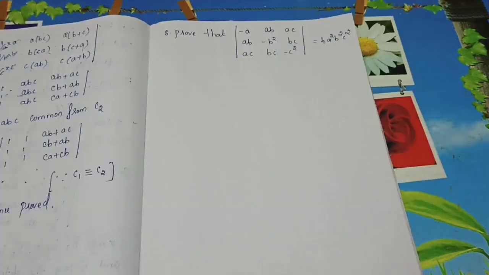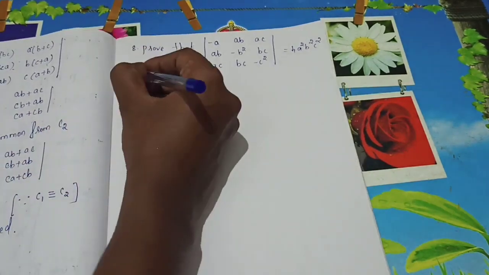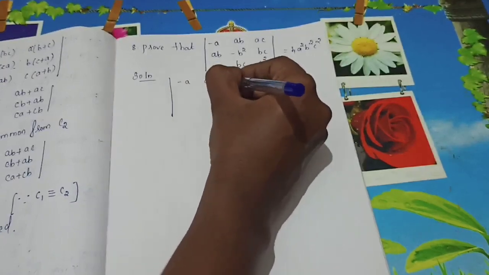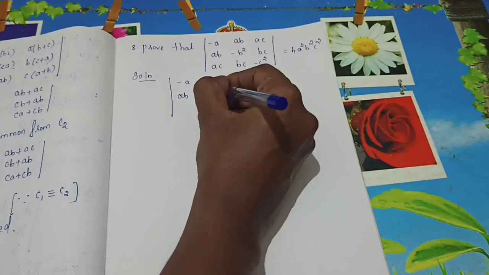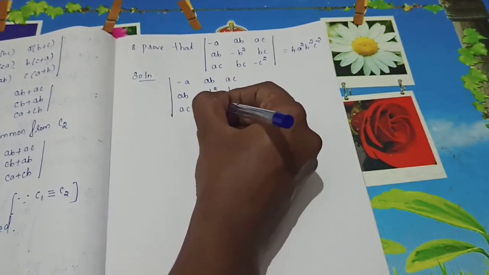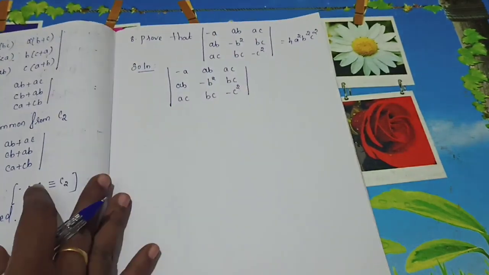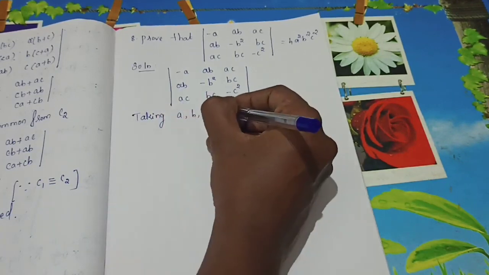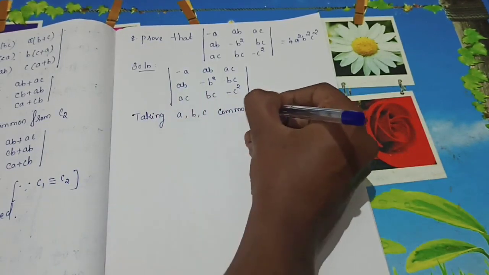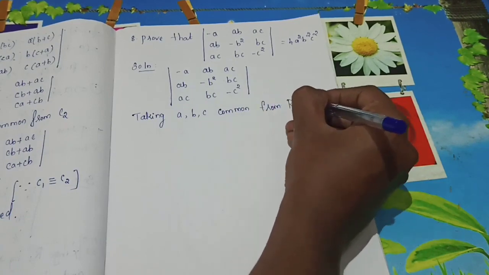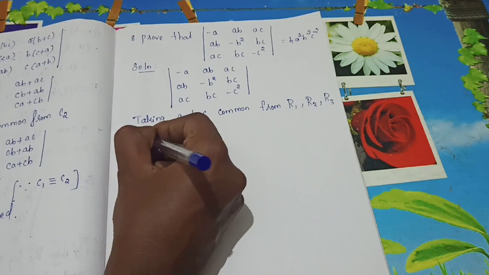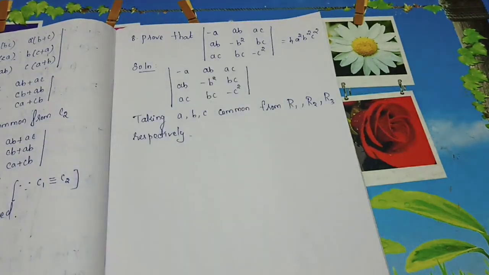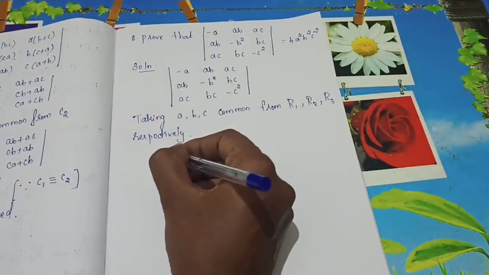Understand? Listen here. Last problem in this exercise. Solution. What's the LHS? Minus A square, AB, AC; AB, minus B square, BC; AC, BC, minus C square. Now we are going to take A, B, C common from R1, R2, R3 respectively. We are going to take A common from the first row, B common from the next row, C common from the next row, and take them outside.